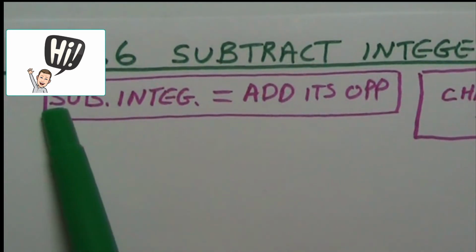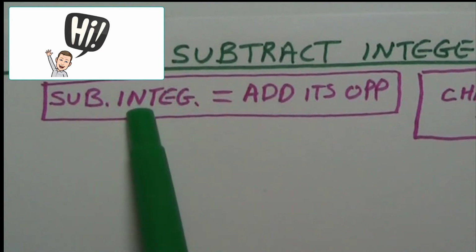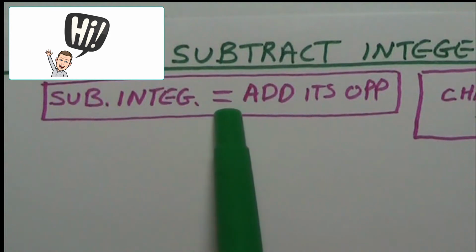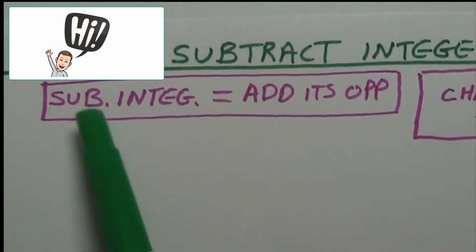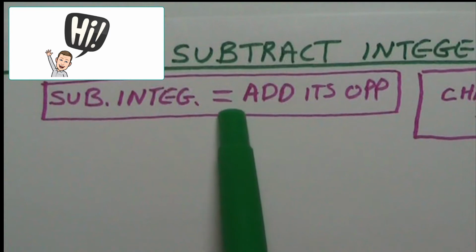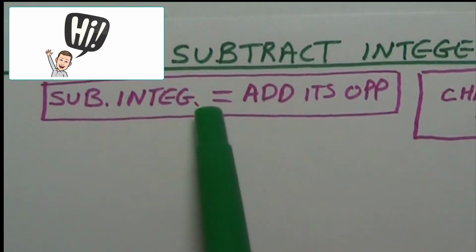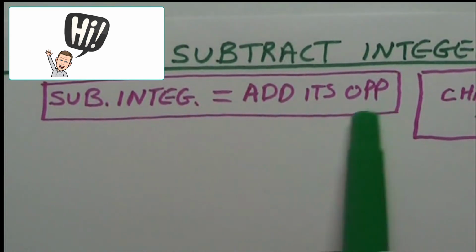This is the first rule, and I just abbreviated. You can abbreviate as much as you want. Subtracting integers is the same thing as, or equals, adding its opposite. To subtract an integer, it's the same thing as adding its opposite. Subtracting an integer equals adding its opposite.